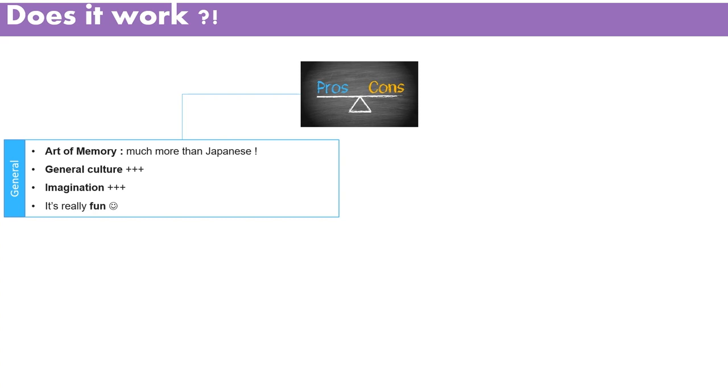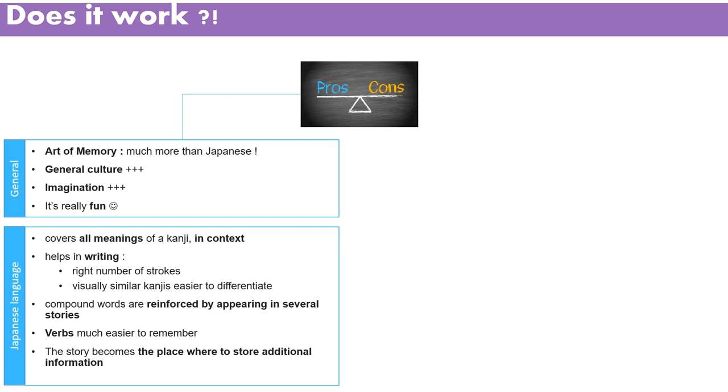Now the benefits from the Japanese language perspective. First, learning all meanings of a kanji, in context, so it's not a one-to-one pairing. And that's key, usually you will learn one single word with a flashcard, for instance. Then, it helps in writing. First, with a number of strokes, no more guess.